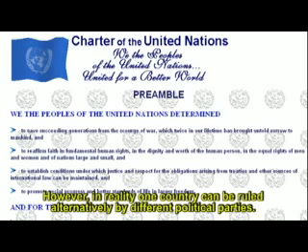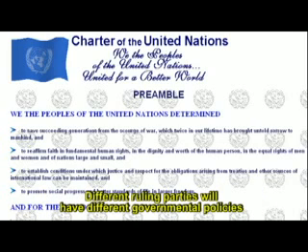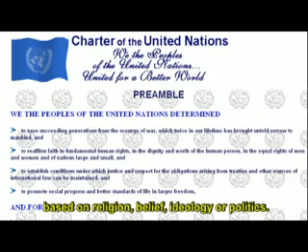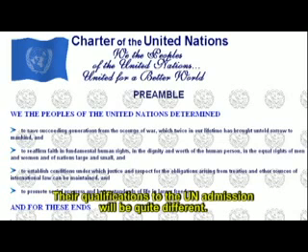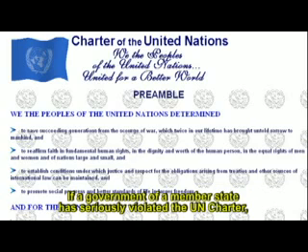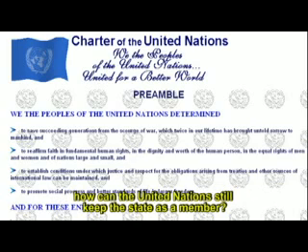However, in reality, one country can be ruled alternately by different political parties. Different ruling parties will have different governmental policies based on religion, belief, ideology, or politics. Their qualifications for UN admission will be quite different. If a government of a member state has seriously violated the UN Charter, how can the United Nations still keep the state as a member?